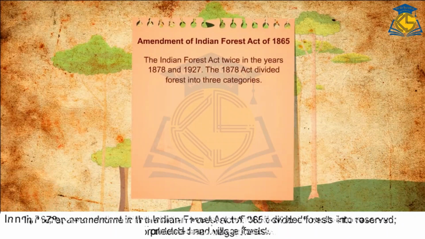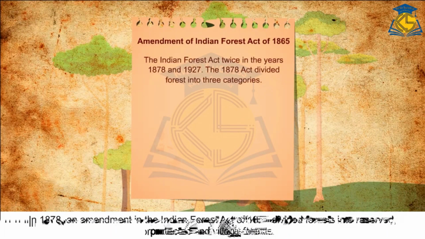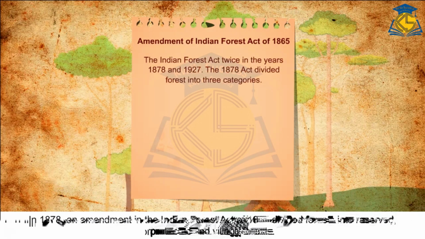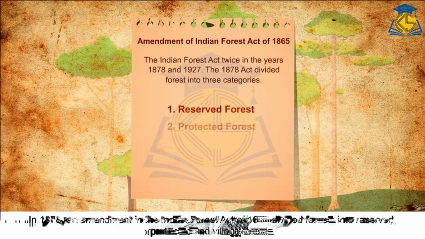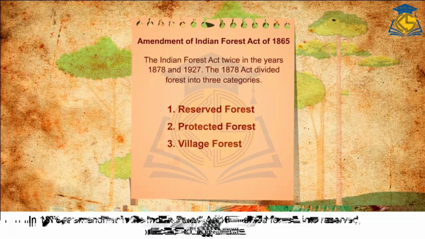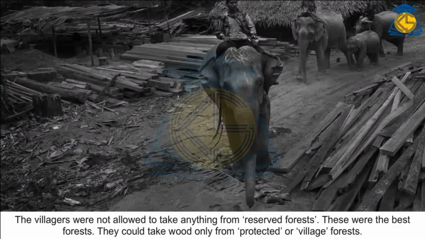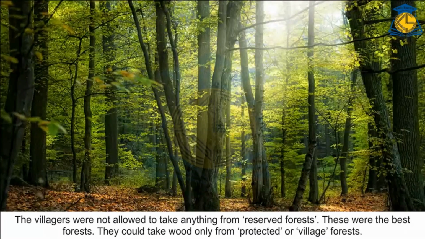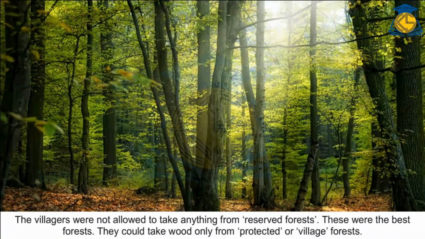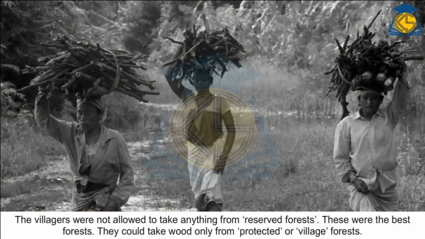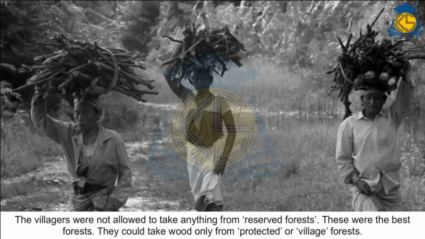In 1878, an amendment in the Indian Forest Act of 1865 divided forests into reserved, protected, and village forests. The villagers were not allowed to take anything from reserved forests. These were the best forests. They could take wood only from protected or village forests.